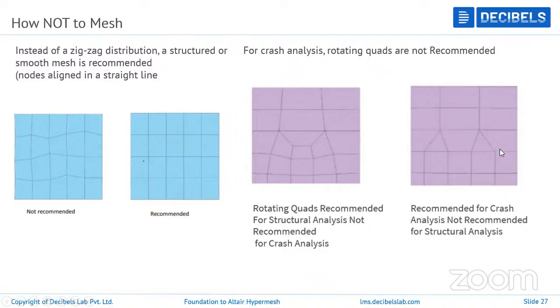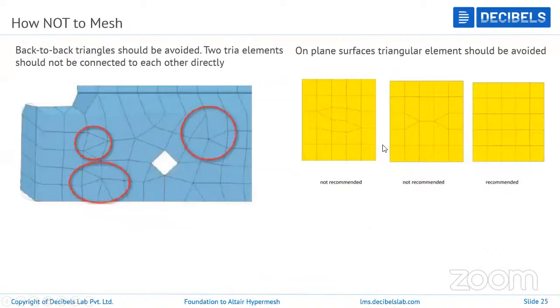Sometimes, based on the project requirement, the element shape or the element size, or keeping trias, or restricting the number of trias, it all depends on the project you are going to work on. That means if you are working on crash analysis, we are not supposed to keep any rotating quads like this. The flow should be like this only. This is the recommended flow. So these are the different types of elements which we are not supposed to keep in the complete meshing.